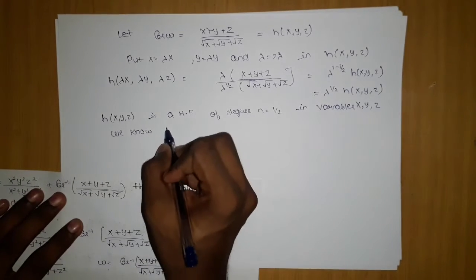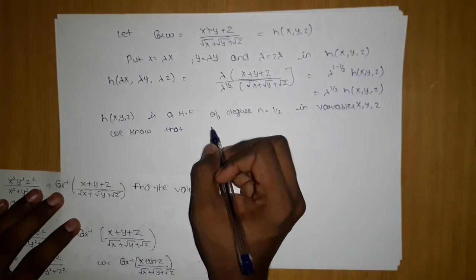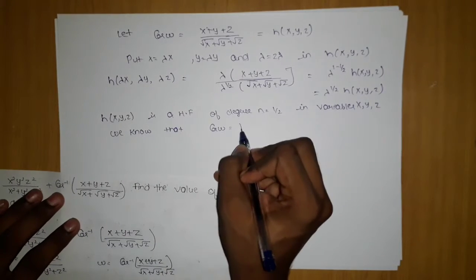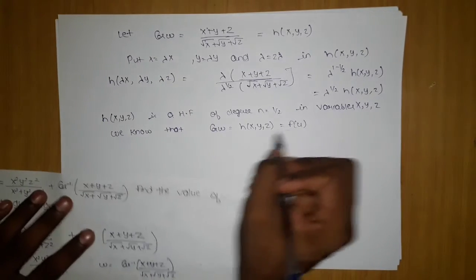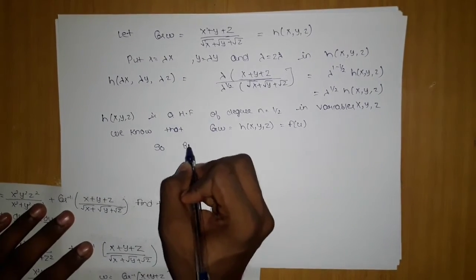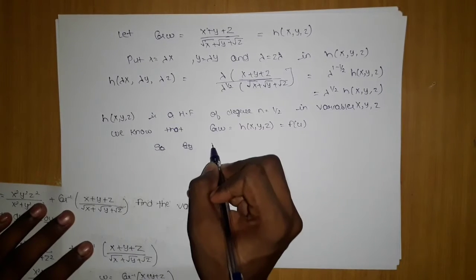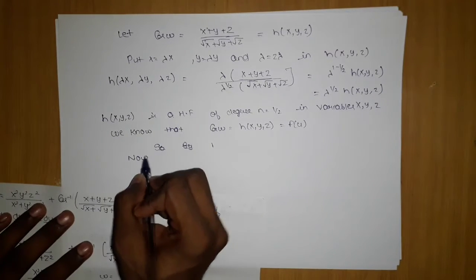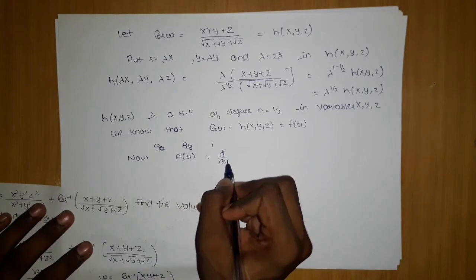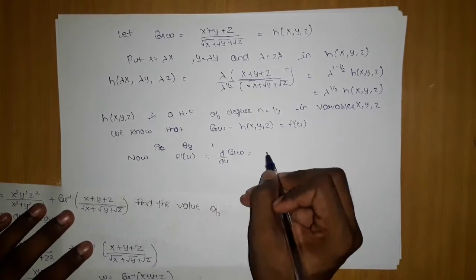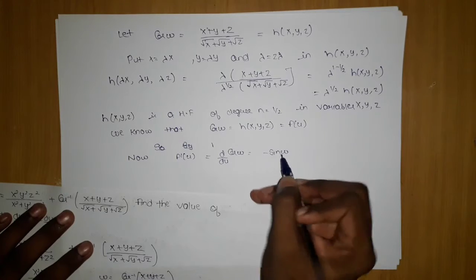Now we know that cos w is nothing but h of x comma y comma z, which is nothing but f of u. So now you have to write f dash u, which is nothing but d by du of cos w, which is minus sin w.